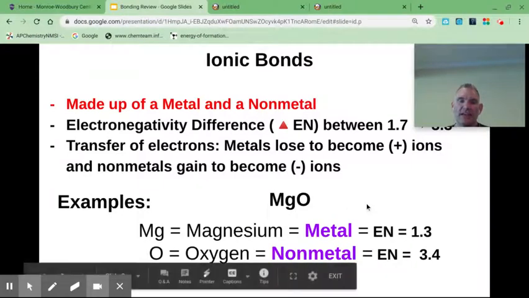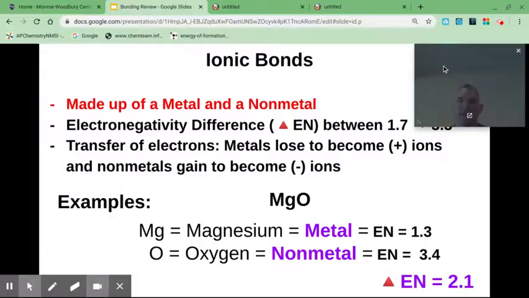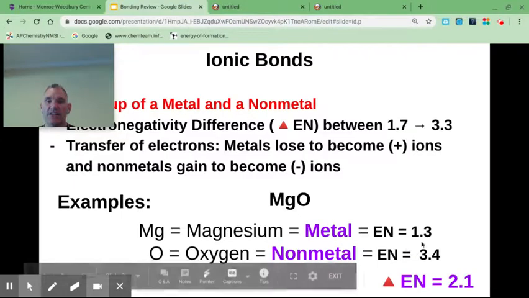But then I want to look at the electronegativity. Magnesium has a value of 1.3. Oxygen has a value of 3.4. So if I were to subtract those two values, because the triangle means to subtract, I'm going to get 2.1. And notice 2.1 is between 1.7 and 3.3, making it ionic. Again, easy to do as long as I see a metal and non-metal, but if I need to know the whole process, I go through the entire thing.